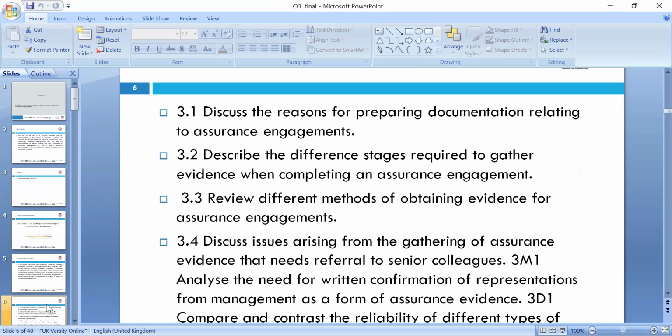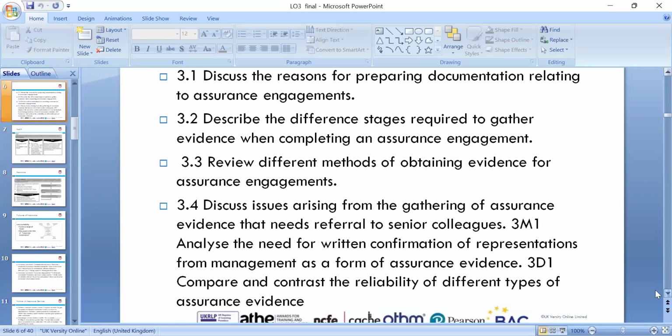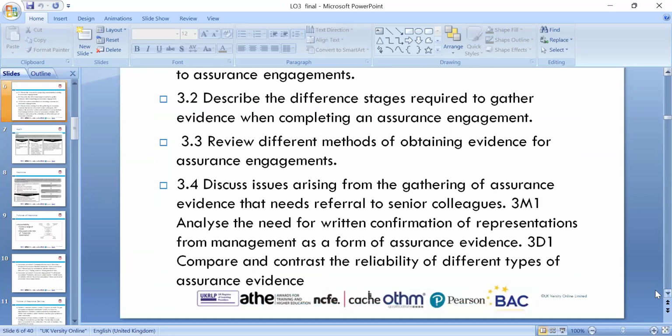We have the assessment criteria. 3.1 is to discuss the reason for preparing the documents relating to assurance and the different stages of assurance evidence. Review the different methods of obtaining evidence, which we'll go through in assurance. And we'll discuss issues arising from evidence, and the merit and distinction criteria.